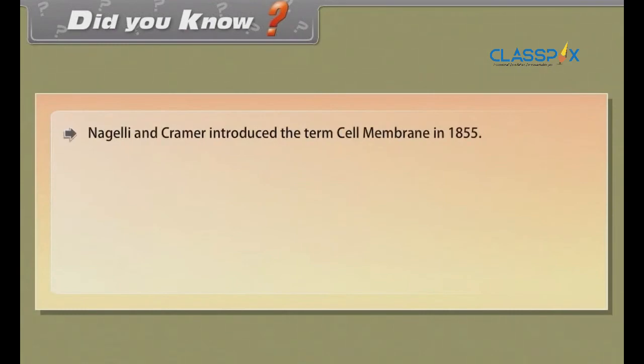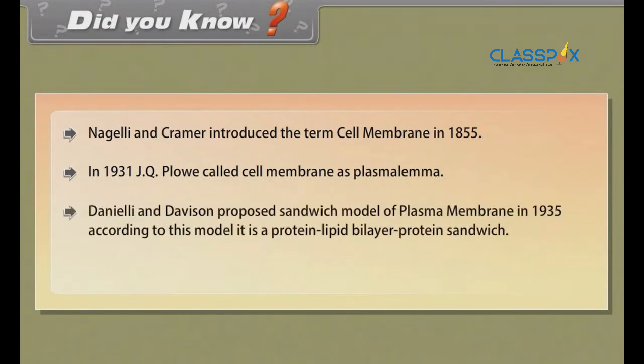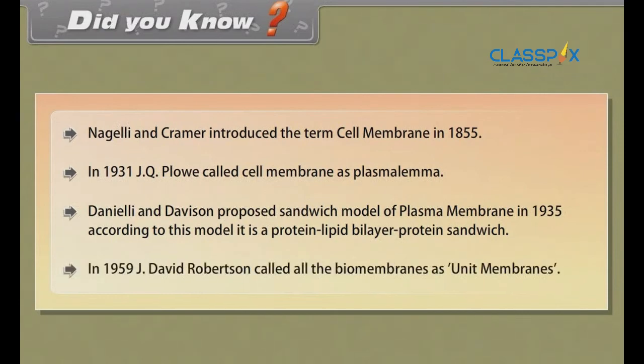Did you know? Nageli and Kramer introduced the term cell membrane in 1855. In 1931, J.Q. Plowe called the cell membrane the plasmalemma. Danielli and Davson proposed the sandwich model of the plasma membrane in 1935. According to this model, it is a protein-lipid bilayer-protein sandwich. In 1959, J. David Robertson called all the biomembranes unit membranes.